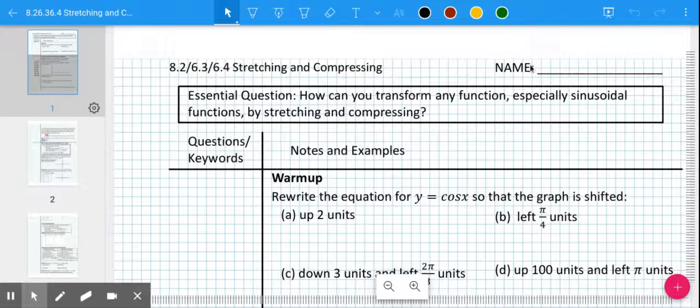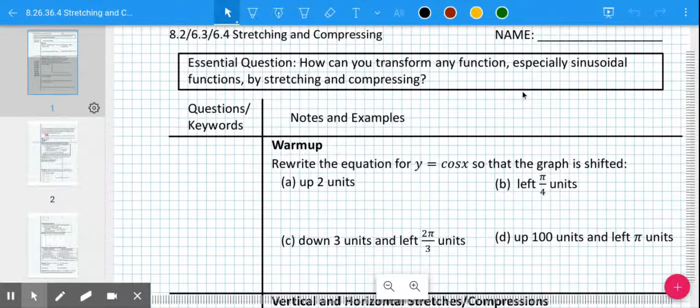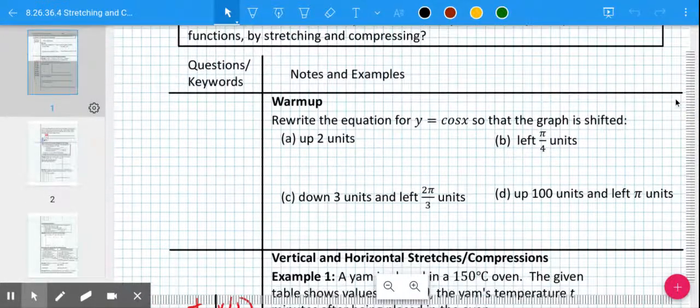Today we're looking at 8.2 combined with 6.3 and 6.4. So we're focusing on stretching and compressing functions. And in the warm-up, we do a little review of yesterday.